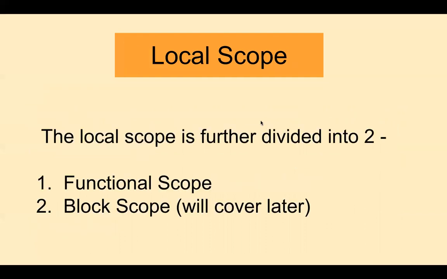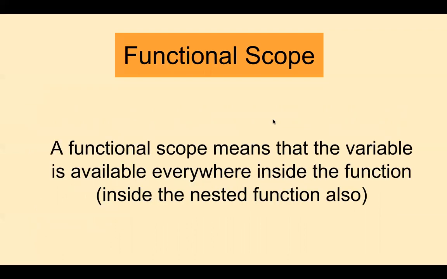Then we learned about local scope. The local scope is further divided into two, the functional scope and the block scope. The functional scope was that the variable is available everywhere inside the function, inside the nested functions also.